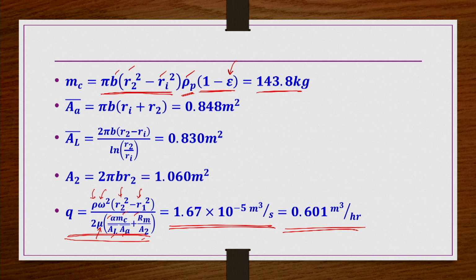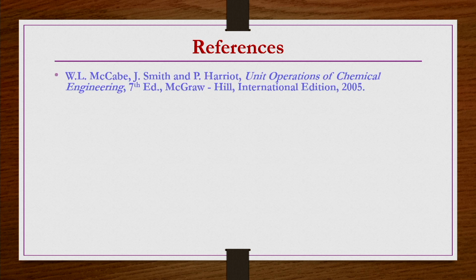This is how we can solve problems related to cake filtration. So what we have done in this class is solve several problems based on cake filtration by pressure filtration, and we also discussed the principles of centrifugal filtration, and under such conditions we also took an example problem. The entire lecture has been prepared primarily from the first reference book, Unit Operations of Chemical Engineering by McCabe, Smith and Harriott.